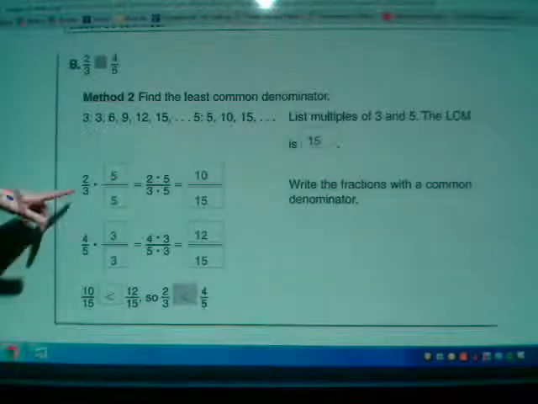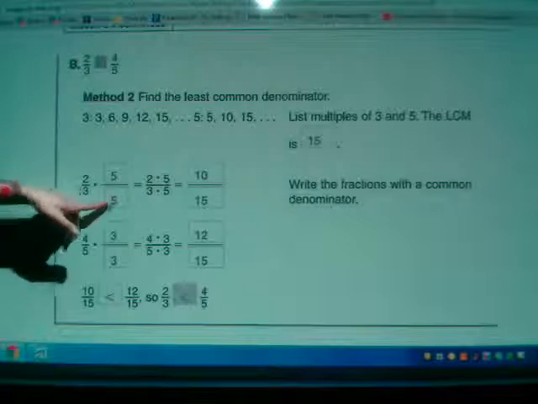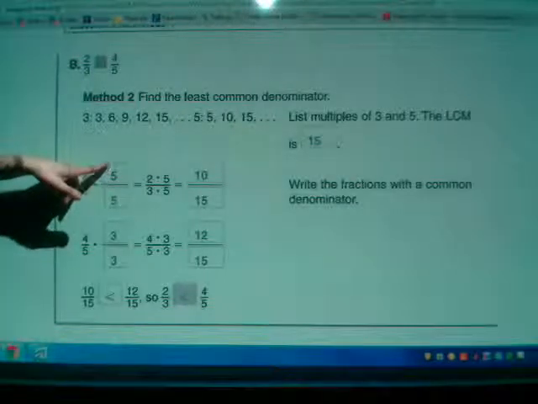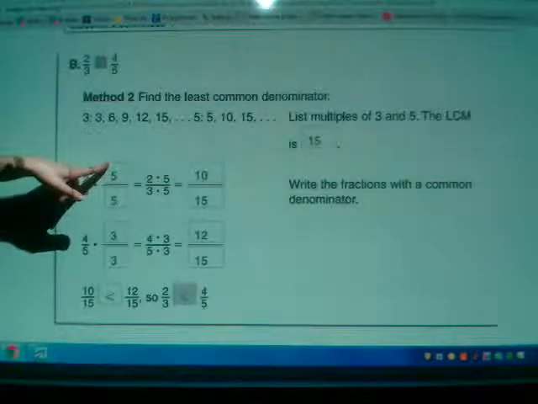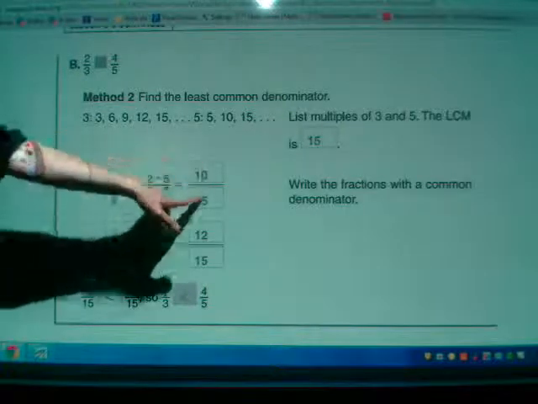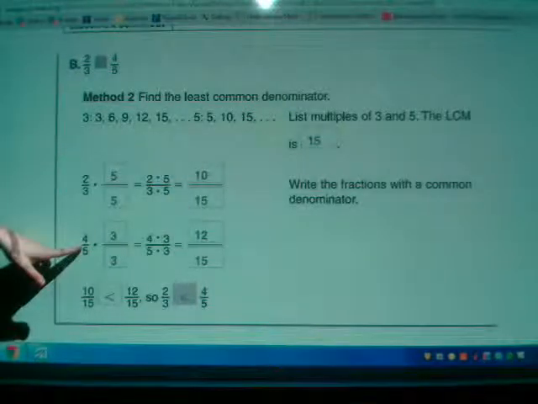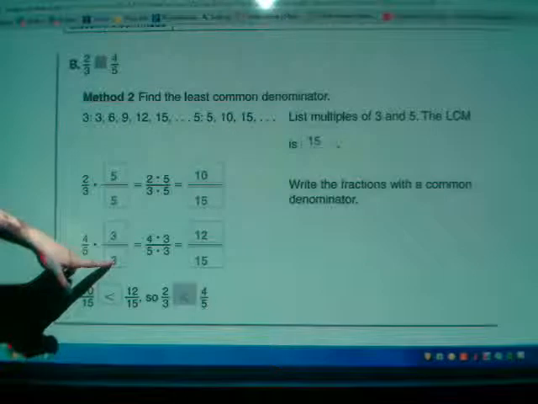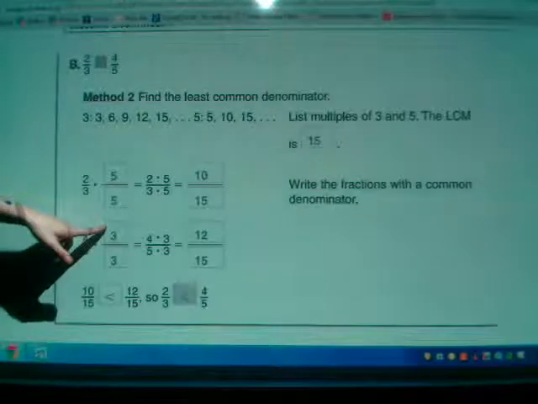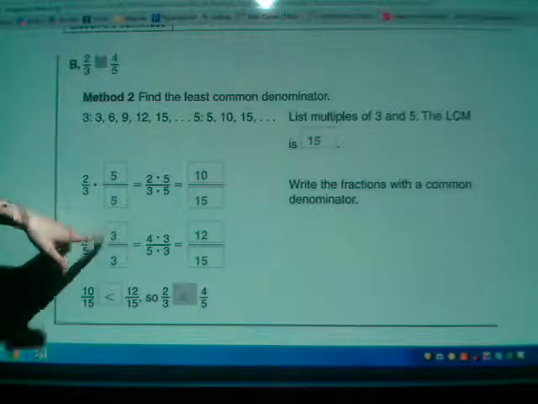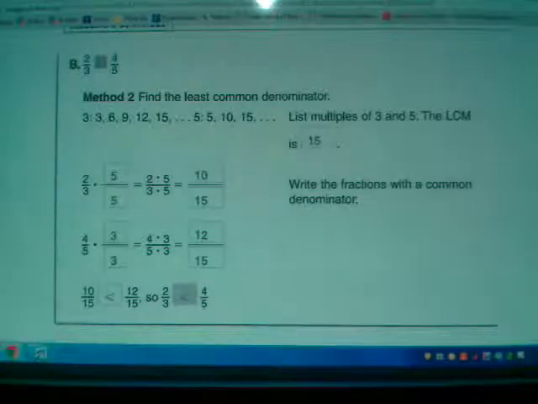15. So to change 3 into 15, you would have to multiply by 5, which is why we're then also multiplying by 5 in the numerator here to get 10/15. To change 5 into 15, you would multiply by 3, so I would multiply by 3 in the numerator as well, and that generates 12/15.